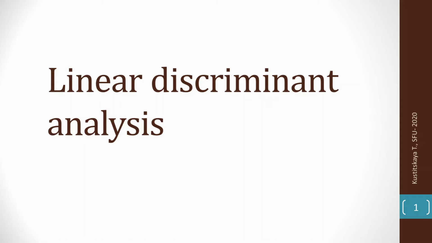Secondly, if the number of predictors is small and the distribution of the predictors X is approximately normal in each of the classes, the linear discriminant model is again more stable. And thirdly, although logistic regression works with more than two classes, it is more usable for two classes. That is why linear discriminant analysis is more popular when we have more than two response classes.